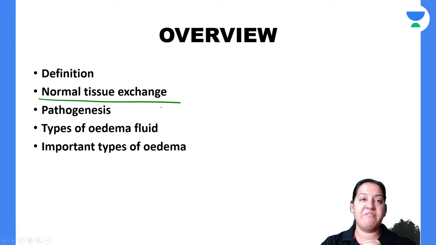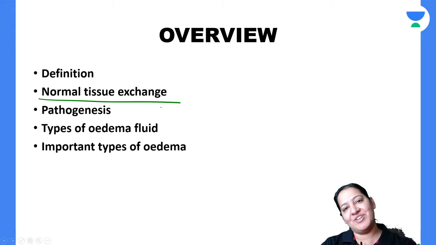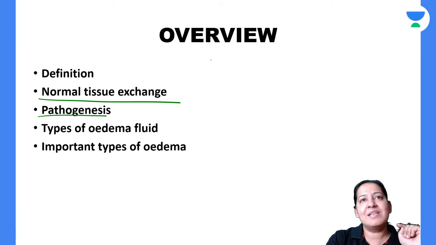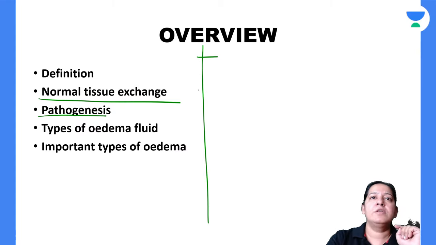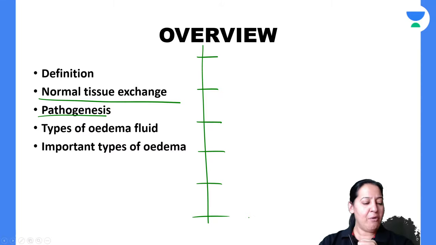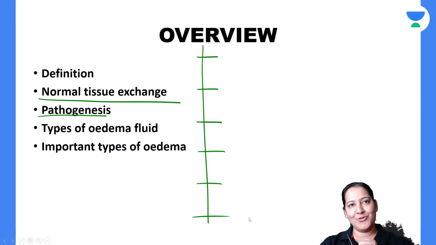Now you will tell me why edema will occur. You have understood the pressures, na? You tell me what changes will occur that will lead to edema. Tell me the 6 causes of edema. 1, 2, 3, 4, 5, 6. That's it. You have to tell me 6 causes of edema. What are the 6 causes of edema? One by one, you have to tell me. Would you like to try?